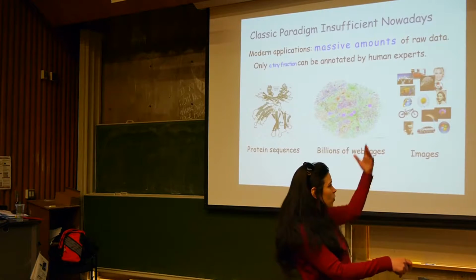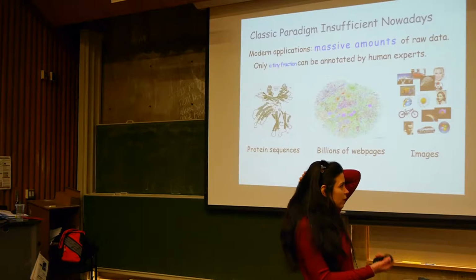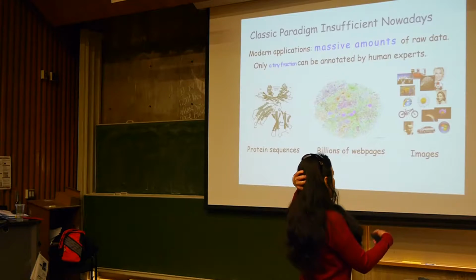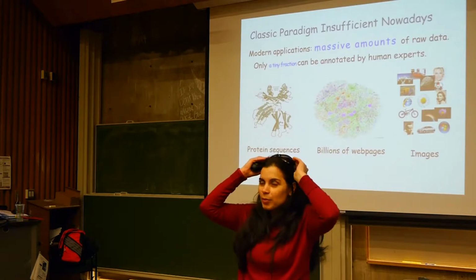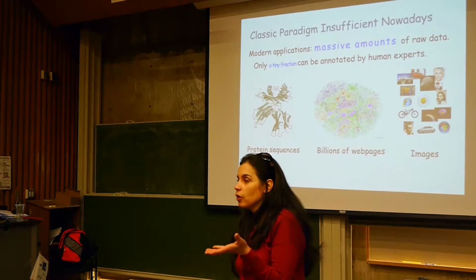For example, there are billions of web pages on the web if you want to do some sort of text mining or web page classification. There are huge collections of images, and huge data sets in computational biology. Everyone likes to talk about big data. Most machine learning applications have huge amounts of data, so it's impossible to label it all.